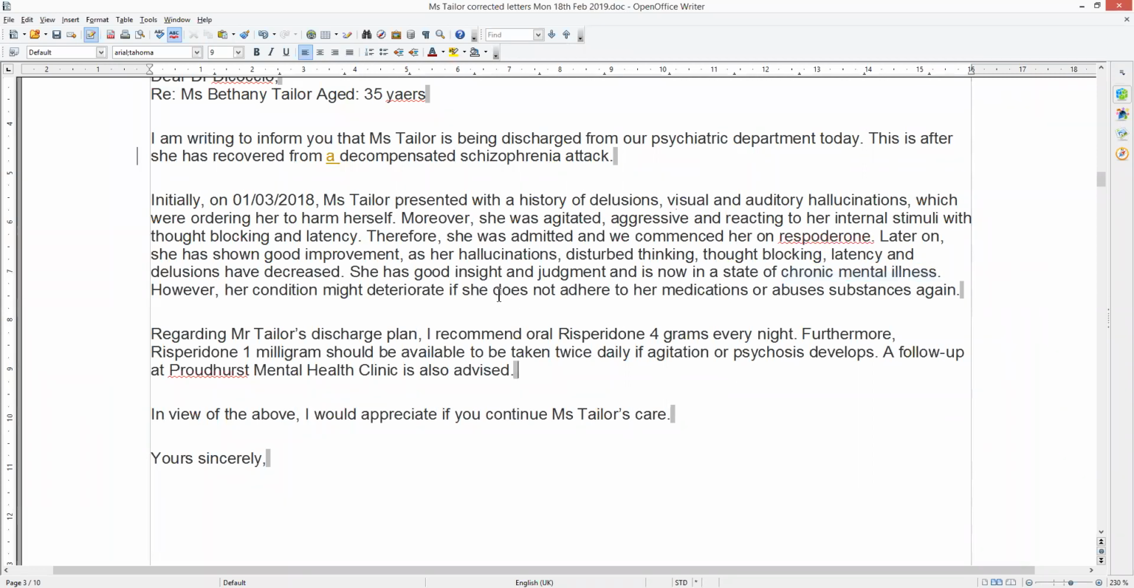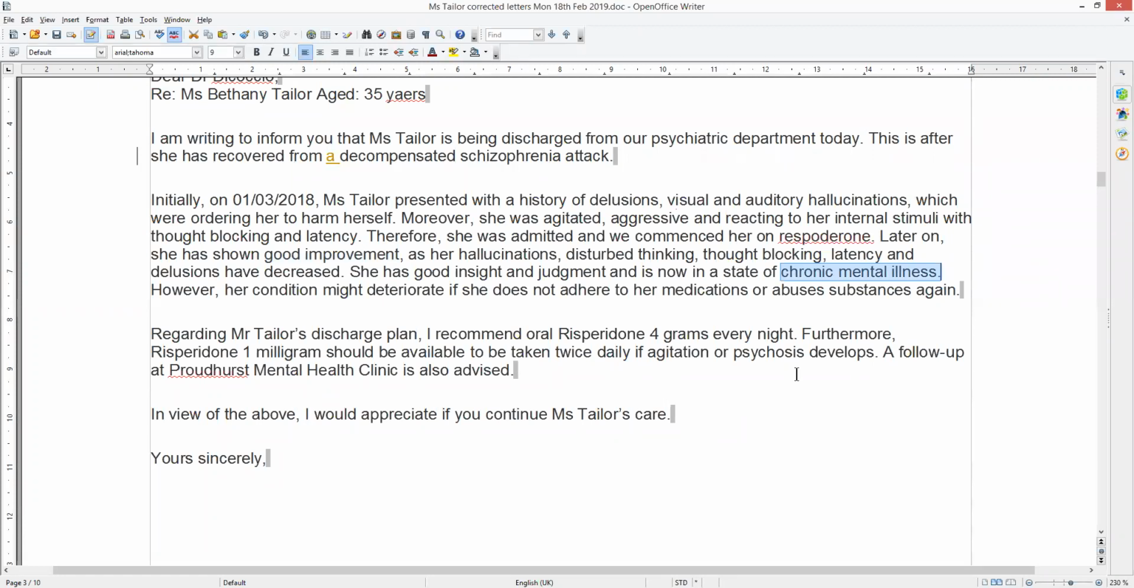But here you say she's shown good improvement and she has good insight and judgment and is now in a state of chronic mental illness. Does chronic here mean what I think it does? Can somebody advise me? Can somebody comment? Does chronic mental illness mean that it's a severe state of mental illness? Because if so, it seems a contradiction.